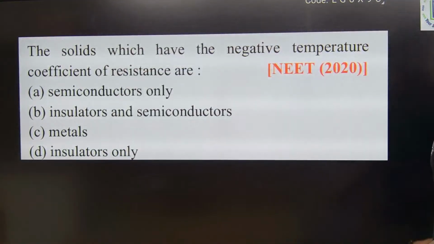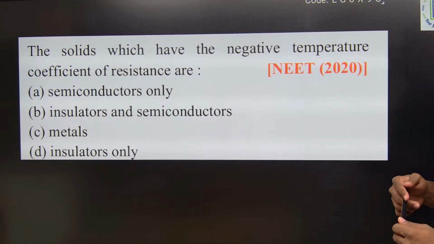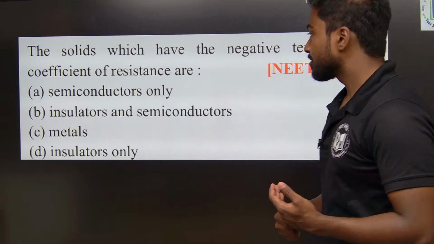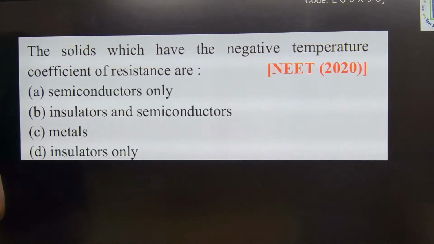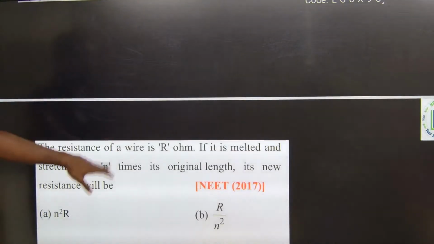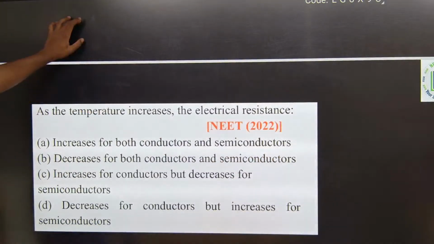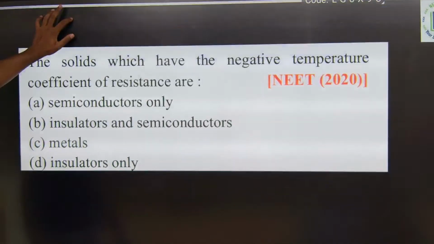A solid which has a negative temperature coefficient of resistance: semiconductors only, insulators and semiconductors, metals, or insulators only. So which is the correct option here? It is semiconductors only. Semiconductor is the answer. The next question. Yeah, these are theory based questions. No need to solve anything. This is also a theory based question, and this also.